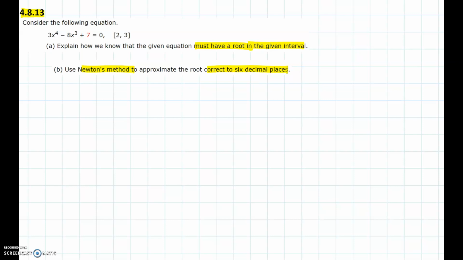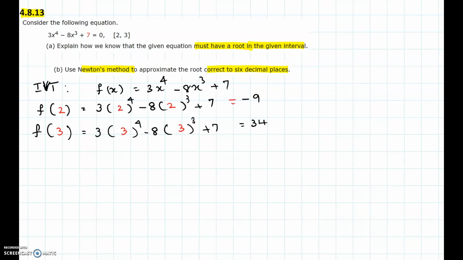So compared to the earlier problem, this problem doesn't have the first root given to us. So first, we need to prove that the equation must have a root between 2 and 3. This can be done by the Intermediate Value Theorem. So we take the function f of x, which is 3x to the power 4 minus 8x cubed plus 7, and then we plug in the endpoints of the intervals, 2 and 3, and look at the sign of these values: f at 2, where x is replaced by 2 in the given function, and f at 3, where x is replaced by 3.